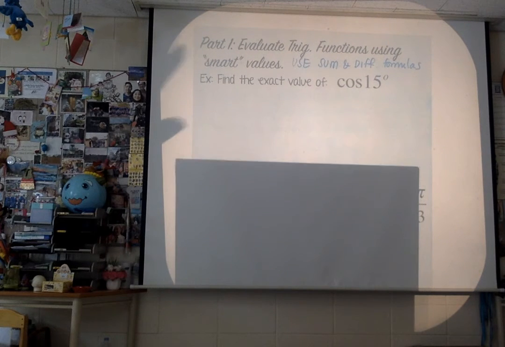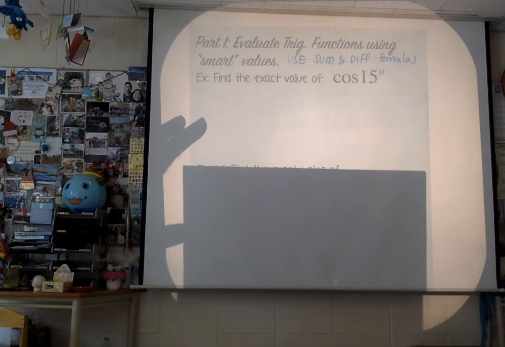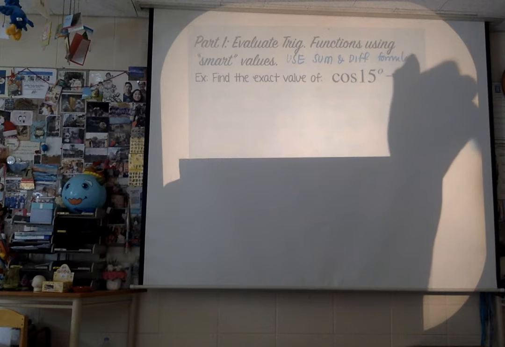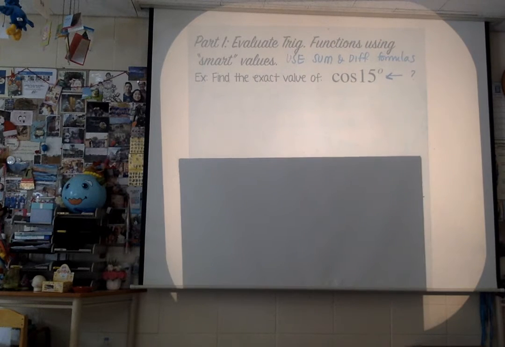So here we go. Cosine of 15 degrees, what the heck, right? You're gonna need a calculator, maybe, maybe not. But let's use special and smart values. Special and smart values is what we're going to use, okay? So let's use that. All right, now what value do you know that's very close to cosine of 15?